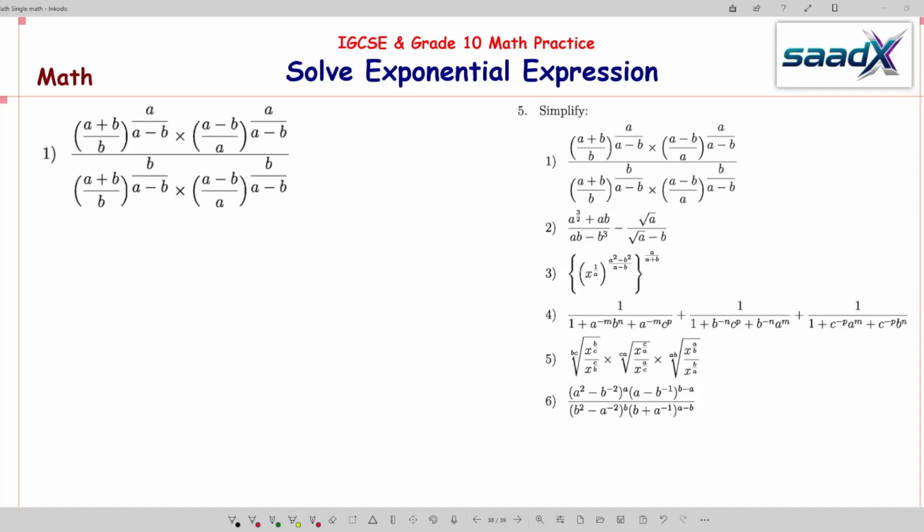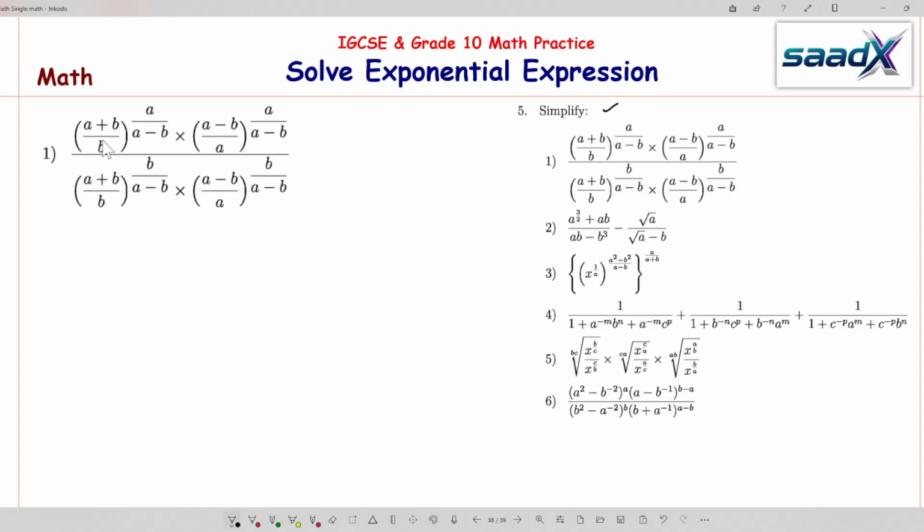Welcome to SATX. We are going to solve exponential expressions. Here are six simplification questions, and we will try to solve all of them within 2 or 3 parts.